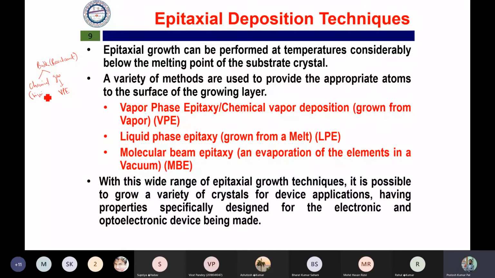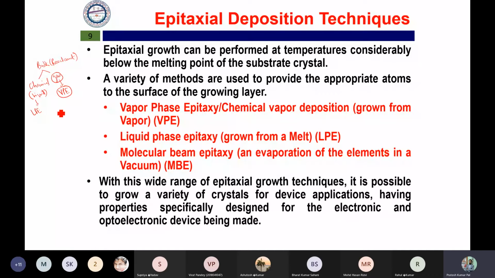Okay, or the chemical can be in the form of liquid. So any reactant that is in the form of gas will be vapor phase epitaxy. If the same bulk is in the form of liquid, this will be called liquid phase epitaxy. Here we will be focusing on vapor phase epitaxy, and along with that there is another method called molecular beam epitaxy.